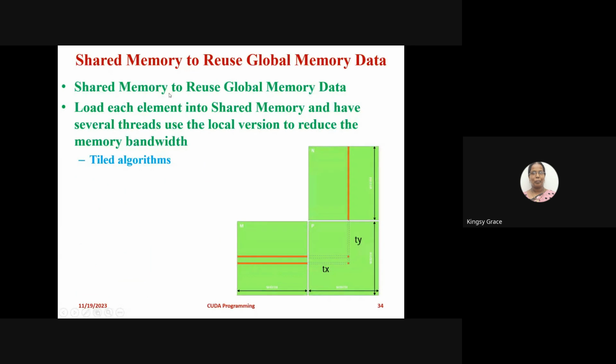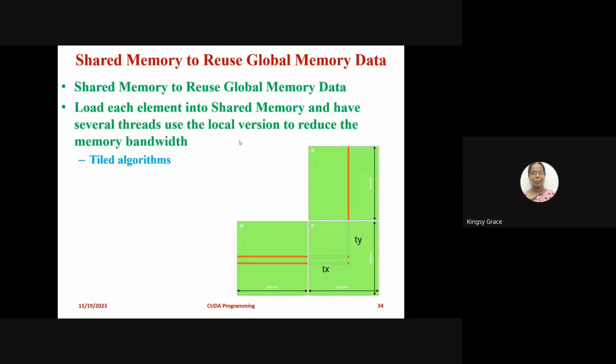So here in the shared memory, to reuse the global memory data. If I want to reuse the global memory data, you can use shared memory. So you can use shared memory for storing or loading each and every element. And automatically it reduces the memory bandwidth.